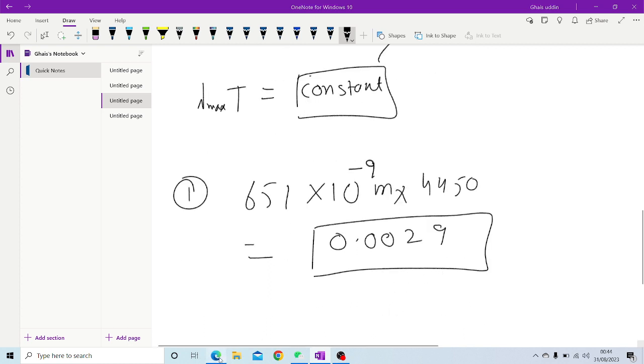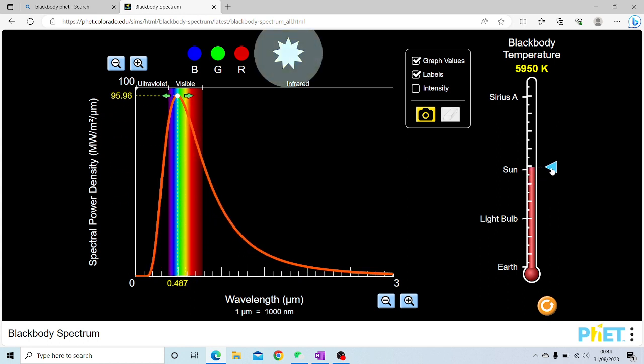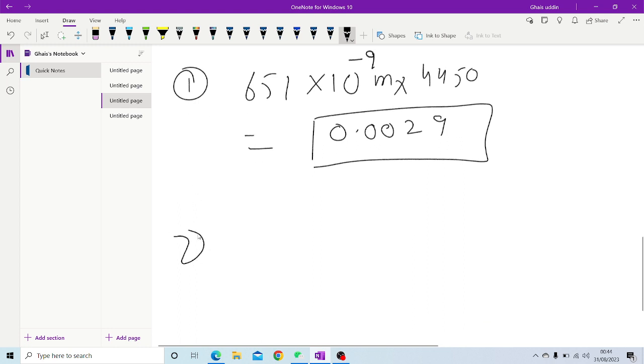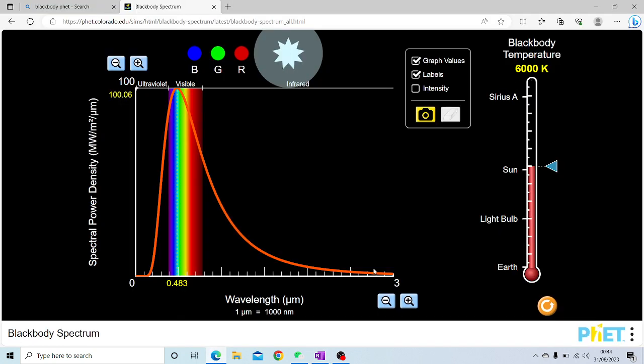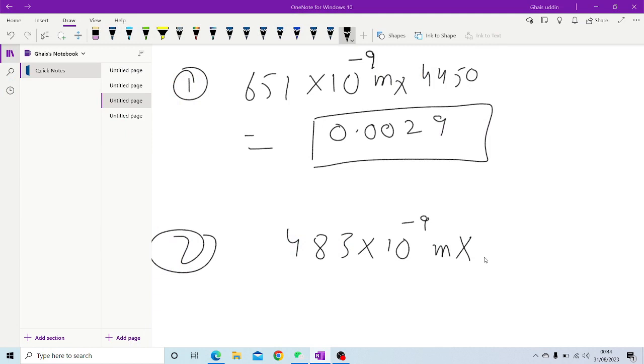Now we need to check another value. This is the temperature of the Sun, and this is the peak lambda, which is equal to 0.483. Again, we need to multiply this by 1000, so 0.483 multiplied by 1000 becomes 483, or 483 times 10 to the power minus 9 meter. I will now multiply this by this temperature, 6000. So this is again going to be 0.0029.